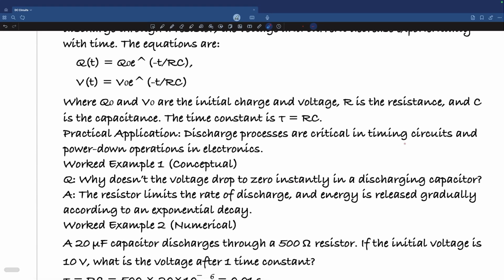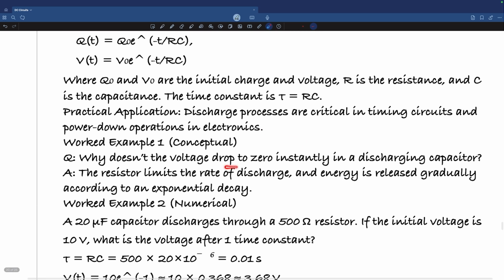Discharge processes are critical in timing circuits and power down operations in electronics. Why doesn't the voltage drop to zero instantly? Because the resistor is limiting the rate of discharge.